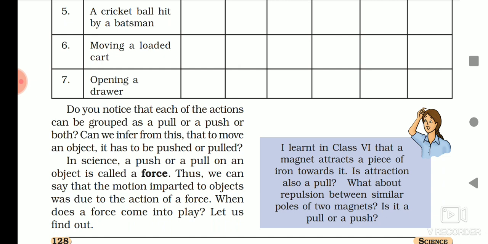So in science, a push or pull on an object is called force. Thus we can say that motion imparted to objects was due to the action of a force. So force is a push or pull action. In science we can also say that it is an external agent, because we apply the force from outside, which leads to pushing or pulling an object, or which can change the motion and shape of the object, and it is called force.